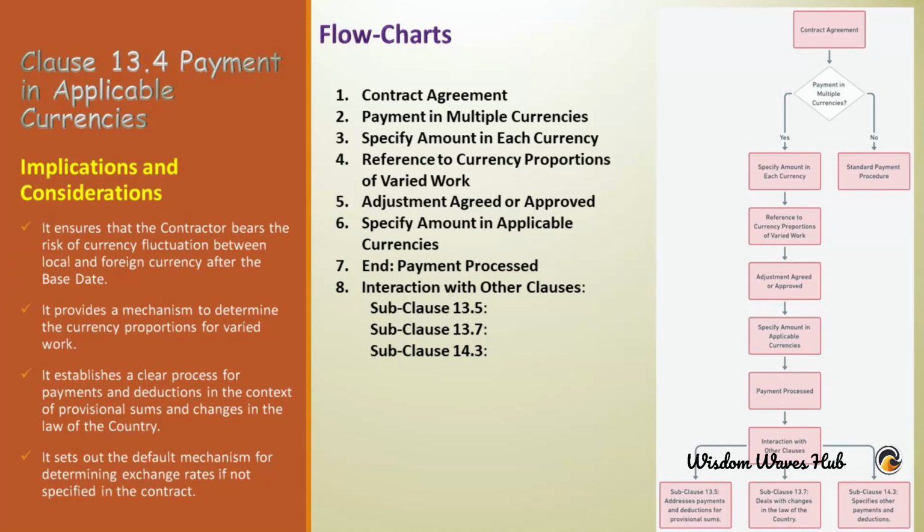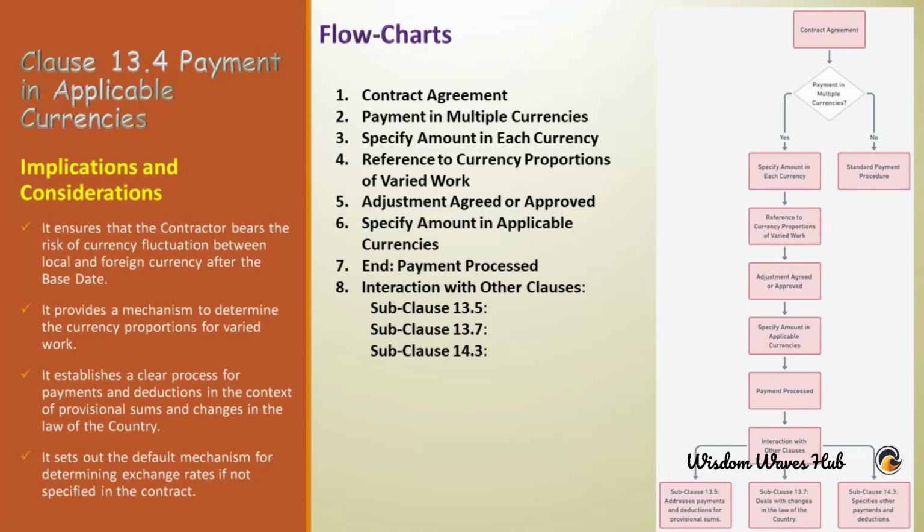If there are any adjustments to the contract amount, they need to be agreed upon or approved by the relevant parties. Specify amount in applicable currencies. After adjustments, the amount payable in each of the applicable currencies is specified. And payment processed. This is the conclusion of the payment process where the specified amounts in the applicable currencies are processed for payment.